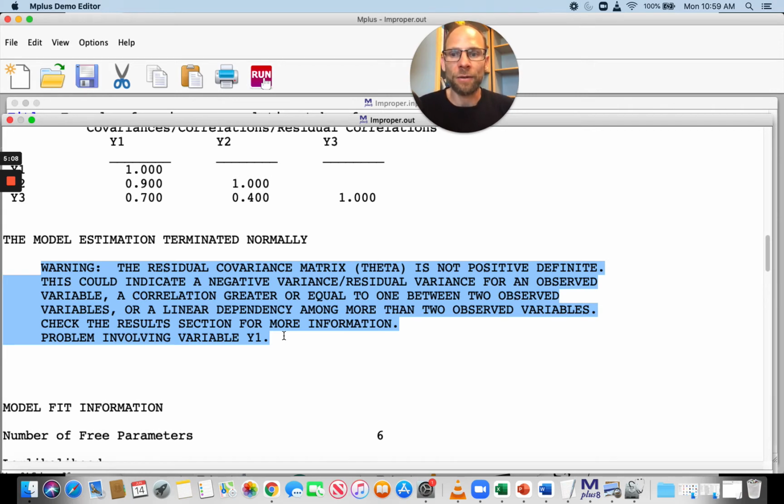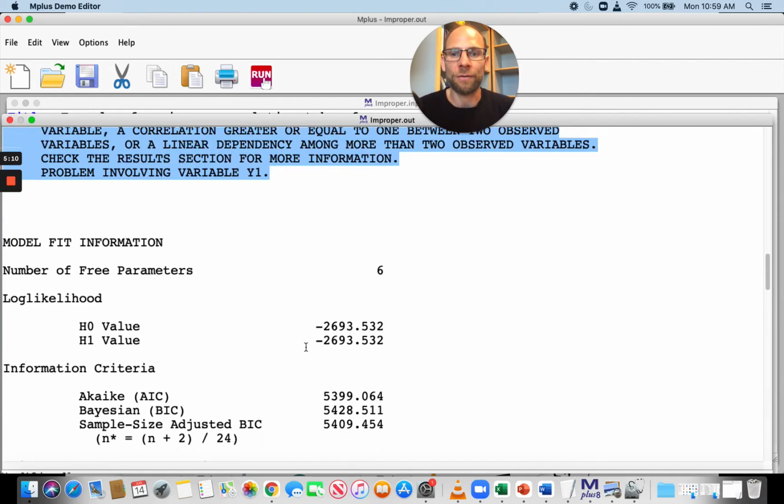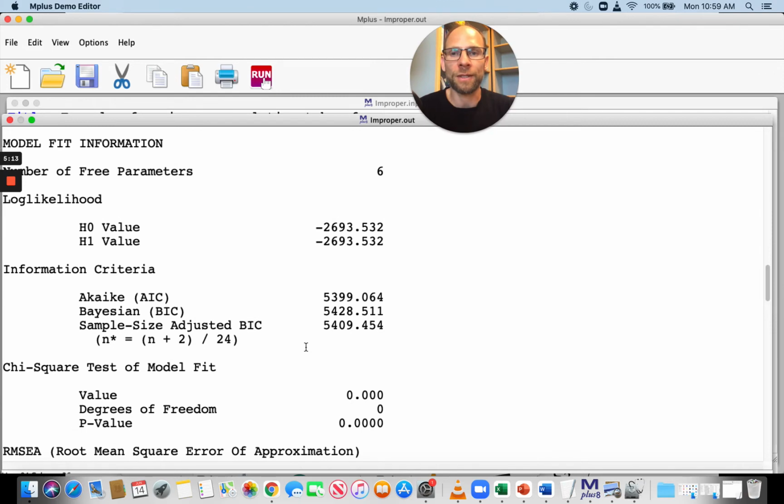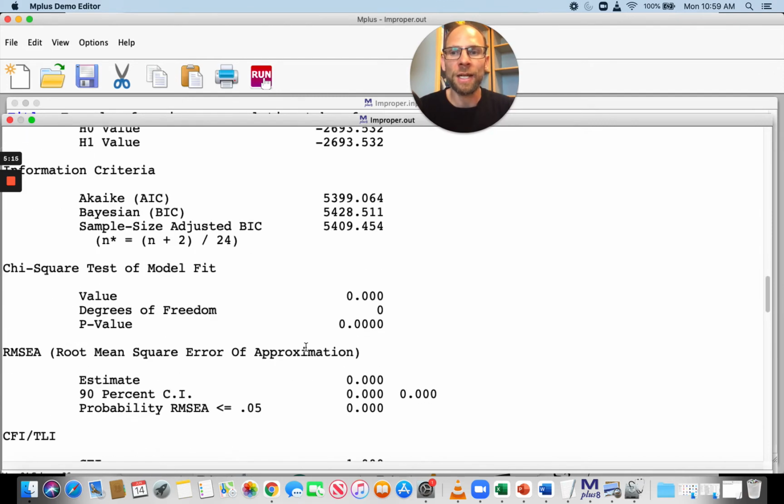But let's take a look at first what else we get. You can see you still get model fit information here. In this case, the chi-square test of model fit is 0 with 0 degrees of freedom. This doesn't have anything to do with the improper solution, but with the fact that a one-factor model with different loadings between indicators is always saturated when you have just 3 indicators.